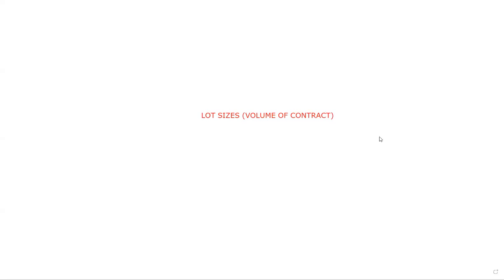Now, before you can buy or sell any currency pair, you need to select or choose a lot size, or you need to tell the broker the volume of contract that you want to go into the market with. You need to tell your broker, okay, this is the volume of contract I want to go on this currency pair. So the volume of contract is the same as lot sizes.